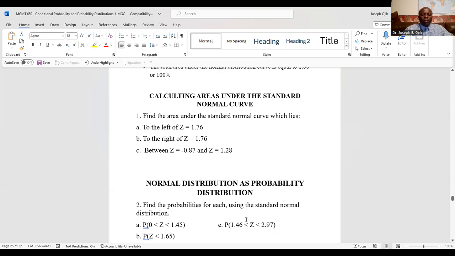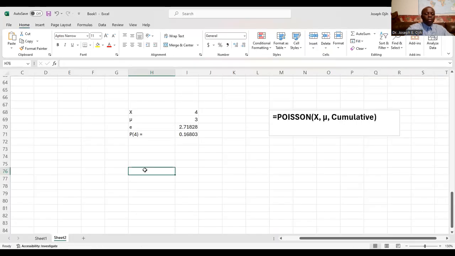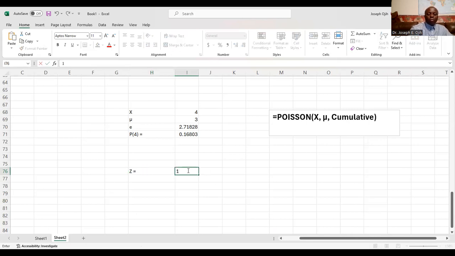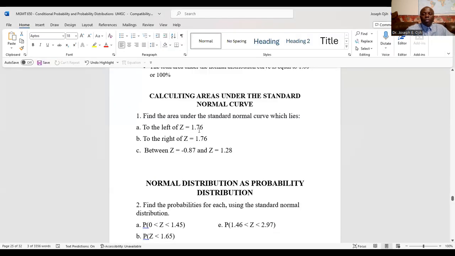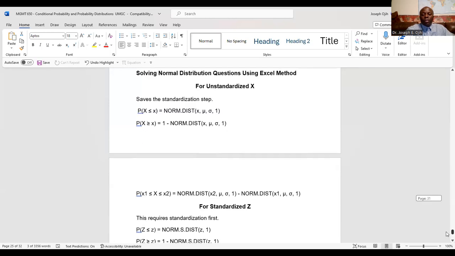So let me put it in Excel. Z equals 1.76. The area for that will be the area. When I say area, I mean probability actually. But it says to the left of Z equals 1.76. It's the same as saying Z less than 1.76. That's what it means.